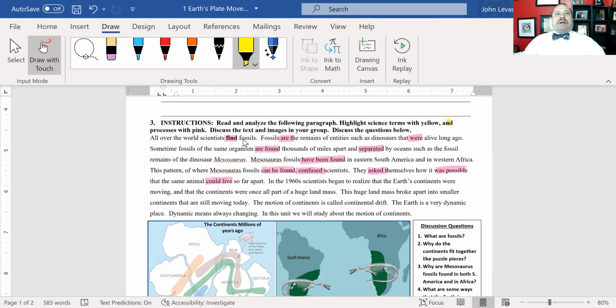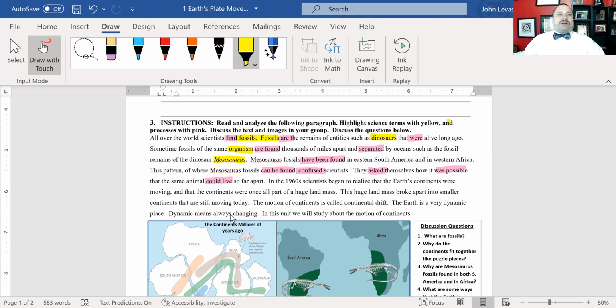So let's find some science words with yellow. Remember, every subject has specialized words. In this case, we're looking at words like fossils and dinosaurs. Those are pretty specific organisms, pretty specific to the study of science. Mesosaurus, very sciencey. Okay, so I'll let you go ahead and finish this.